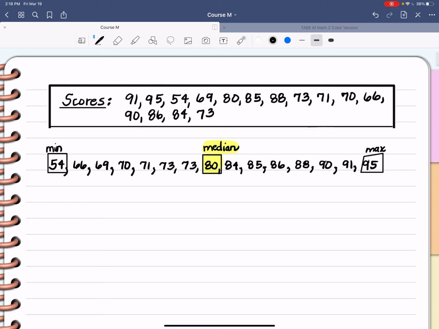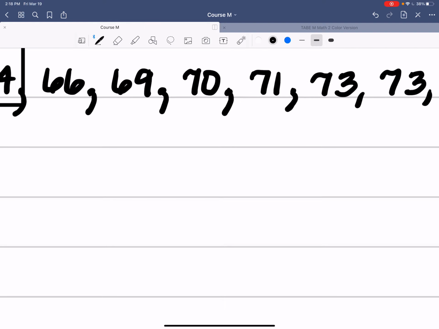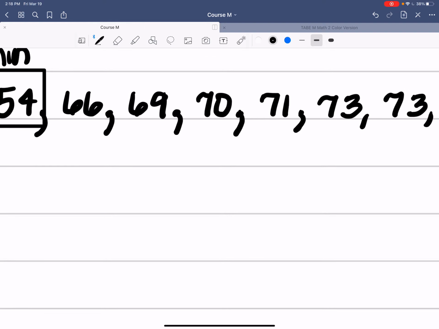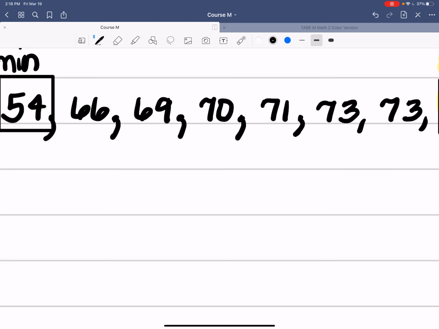And then I am going to find the median of the lower half. So we're going to cover up the median that we're looking at there and find the median of this lower half. Well, we have 1, 2, 3, 4, 5, 6, 7. Halfway would be 3.5. So 1, 2, 3.5. There it is. So I'm going to put a box around that 70, and that is the first quartile.